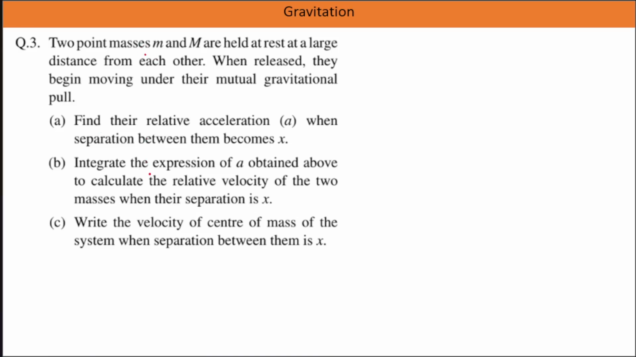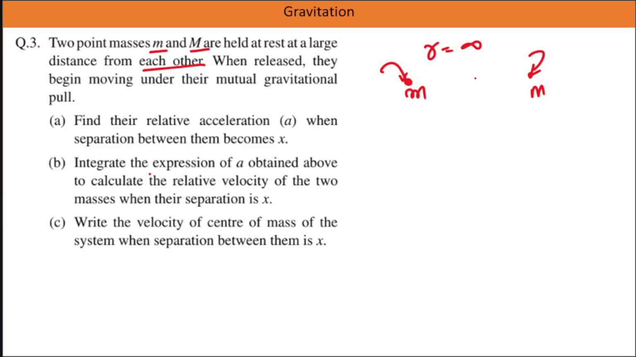There are 2 point masses, small m and capital M, and they are held at rest at a large distance from each other. Initially their separation is almost equal to infinite. When released, this mass is held here, this mass is held here, and now they are allowed to exist in a natural way. In that case, what will happen? They will start feeling gravitational pull of each other, right?